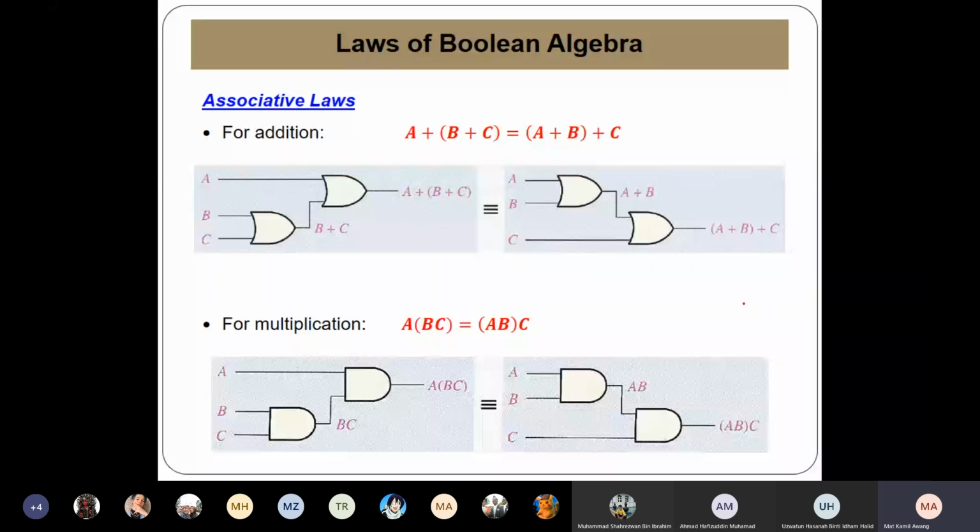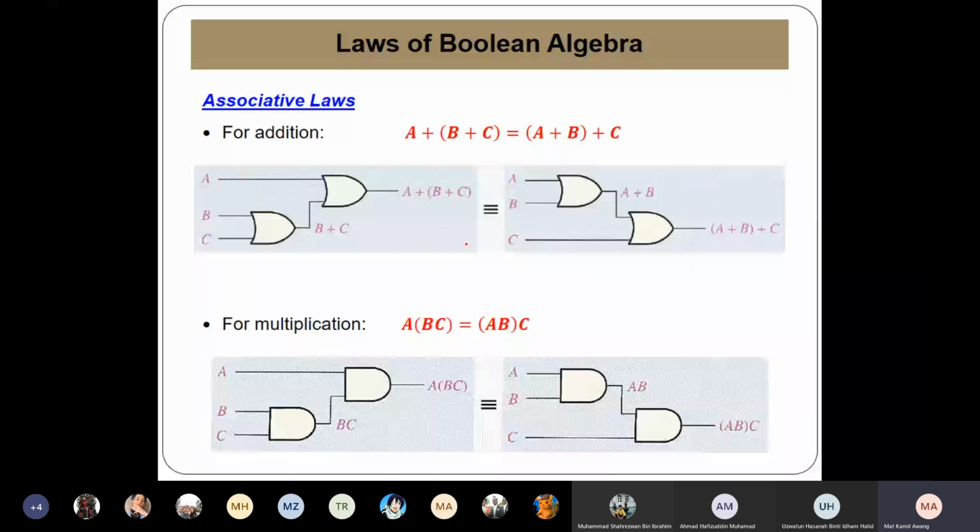Okay. The second law is the associative law. For addition, let's say you have 3 inputs, A, B, and C. So A or B or C, basically you can do the B or C first, or you can do A or B first. These are actually the same, interchangeable, right? So this is called the associative law.